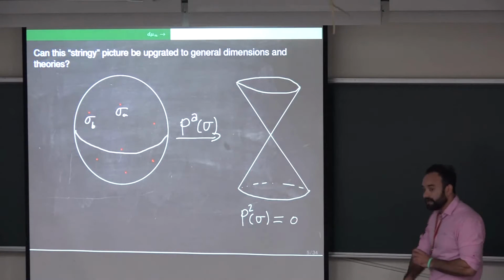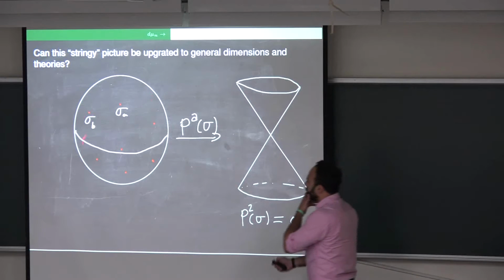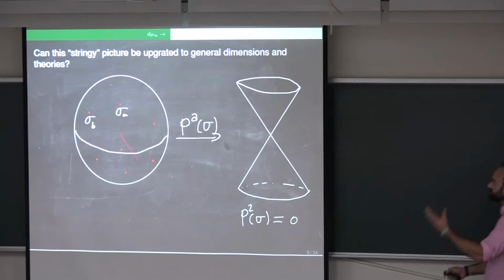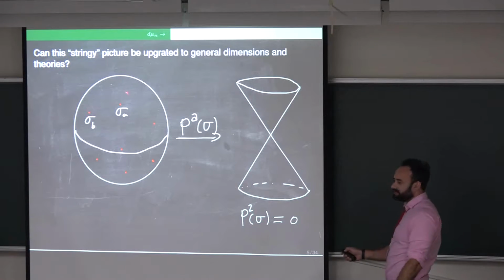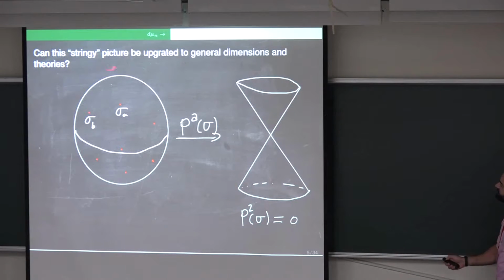So my question is, can this stringy picture in 4 dimensions be upgraded to general dimensions, other than 4, and more importantly, to other theories other than super Yang-Mills? So the essential idea is we want to start from some stringy kind of picture where we have, for example, at tree level a sphere with punctures on it, which these red dots represent, and we want to somehow map this sphere, this string, to the null cone. So what is the space that encodes this information?